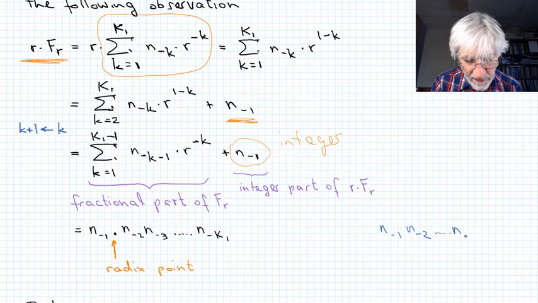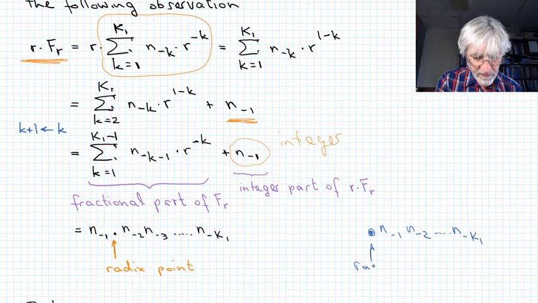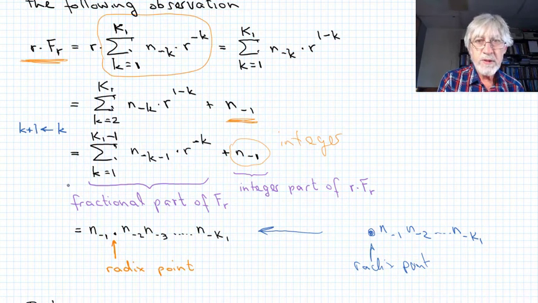Up to n sub minus K sub 1, and the radix point there. Let's make this a little bit bigger here. So this is the radix point. So we went from that representation to this one over here, where we shifted the whole number to the left by this multiplication by r.